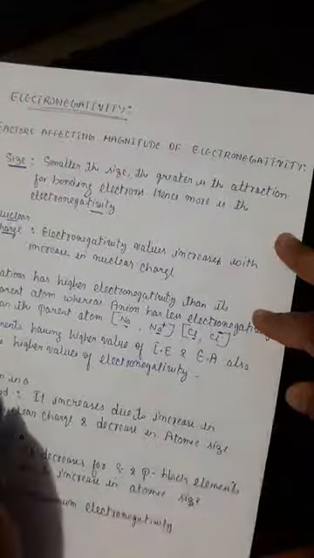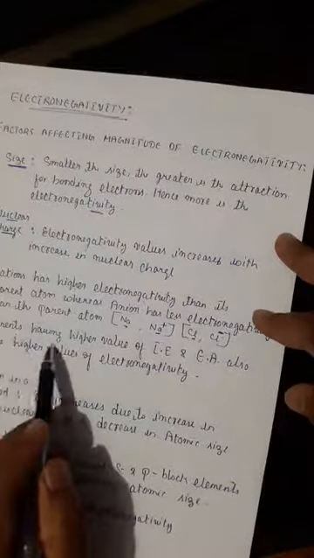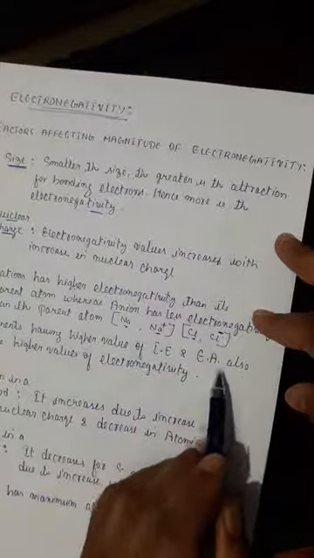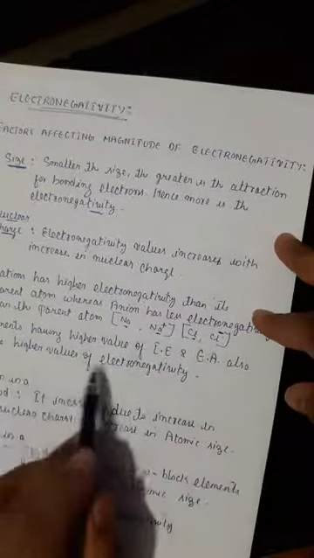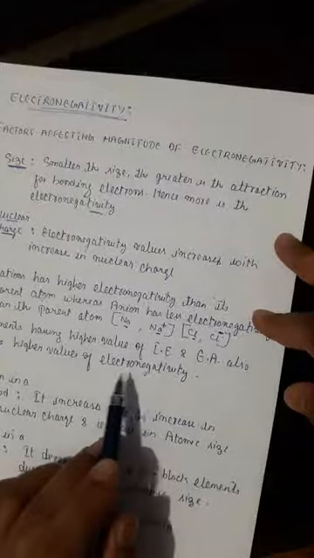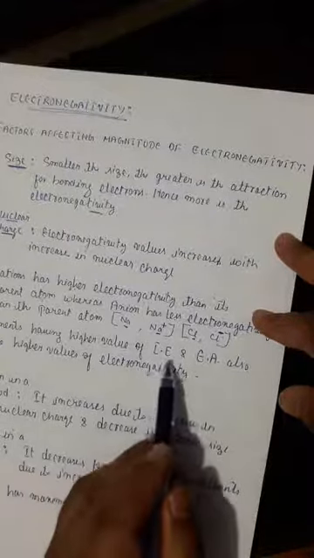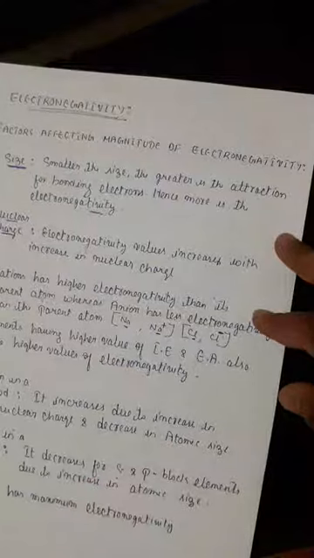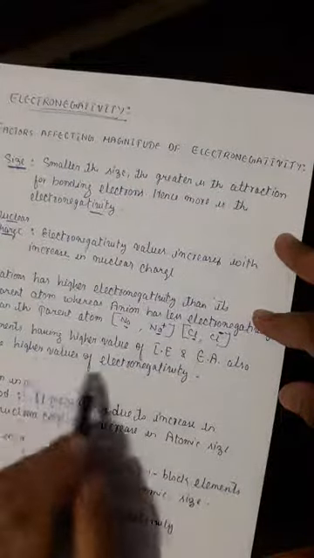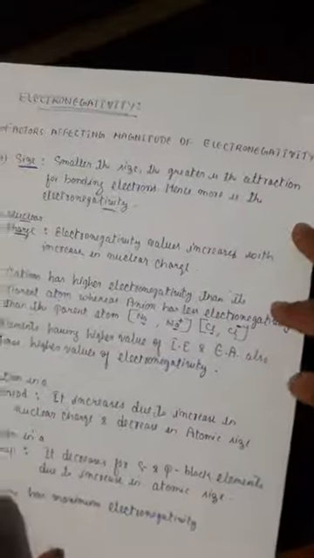The fourth point that we have is that elements having higher value of ionization energy and electron affinity also have higher value of electronegativity. So if an element has higher ionization energy and electron affinity, they tend to have higher value of what? Electronegativity. Please, you have to remember these points.